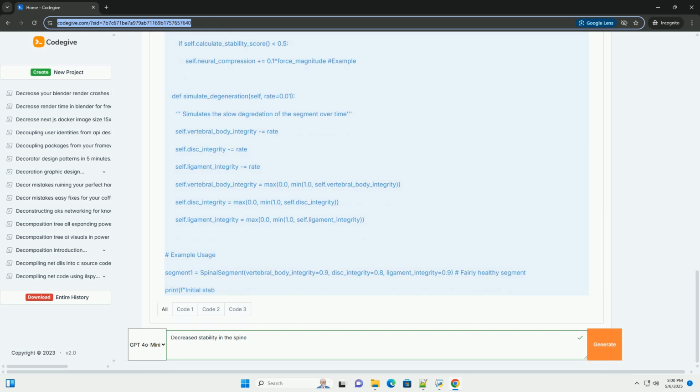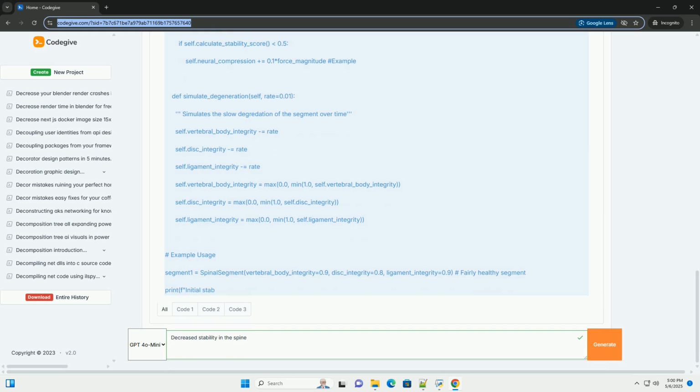1. Spinal segment class represents a single motion segment of the spine. It has attributes for vertebral body integrity, representing the strength of the bone. Disc integrity, representing the health of the intervertebral disc. Ligament integrity, representing the strength of the ligaments connecting the vertebrae. Neural compression, representing the amount of pressure on the spinal cord or nerve roots.